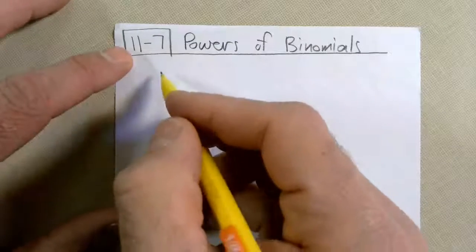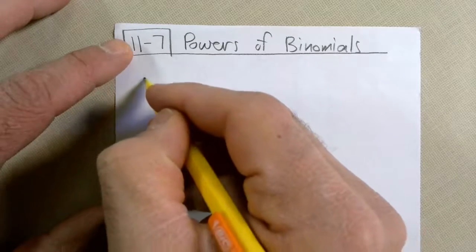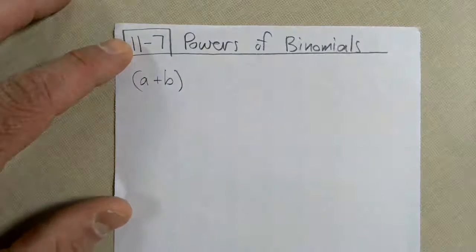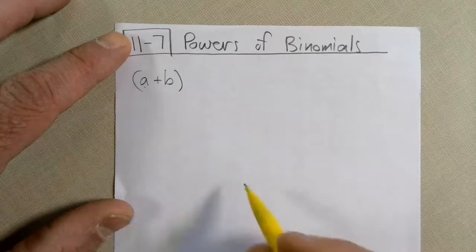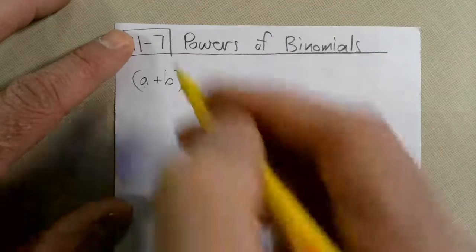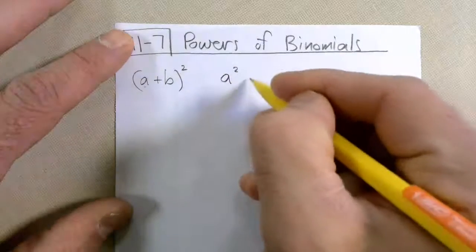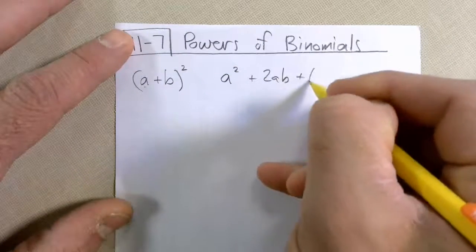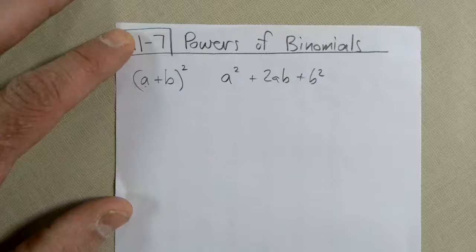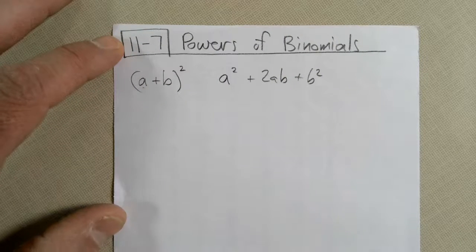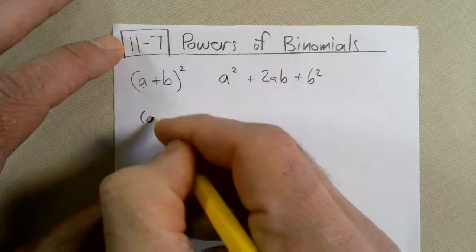Now, you need to remember what a binomial is, and it's something that looks like this. That's a binomial. Two terms, and we're going to take them to a power. Do you remember how to square a binomial? You should have a squared plus 2ab plus b squared. Okay, a little review.